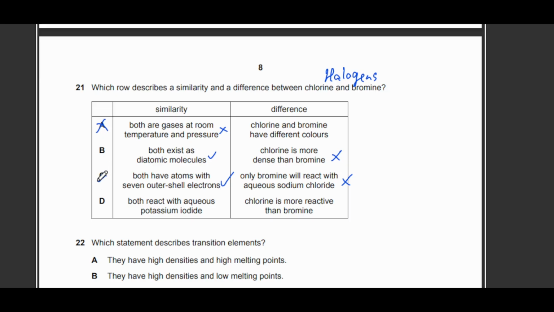And finally, with D, both react with aqueous potassium iodide. That is true because both chlorine and bromine have a higher reactivity than iodine. This is correct. Chlorine is more reactive than bromine. That is also correct. Answer is D. Because when you go down group 7, the reactivity will decrease. Okay?